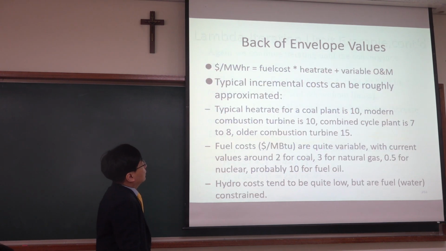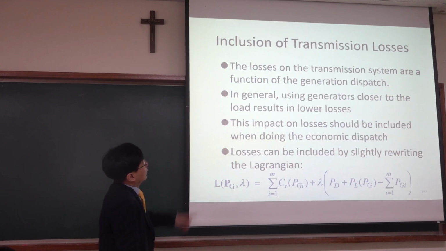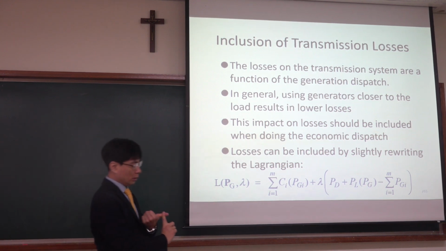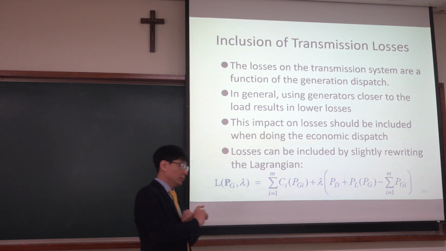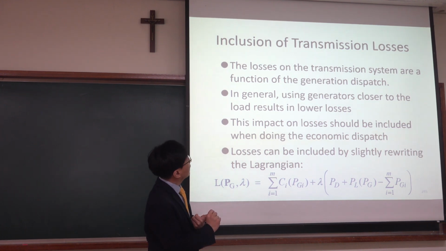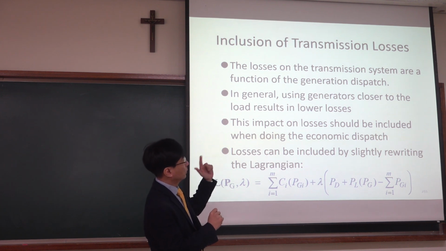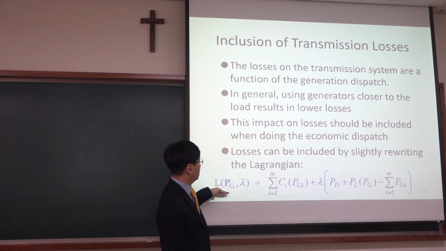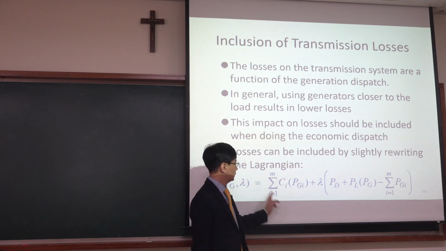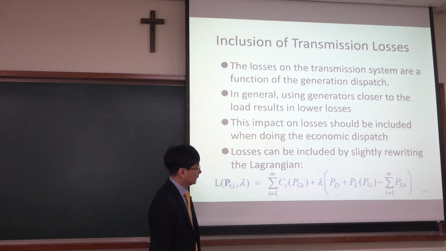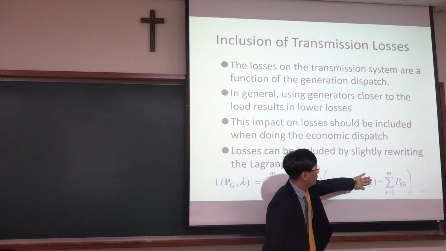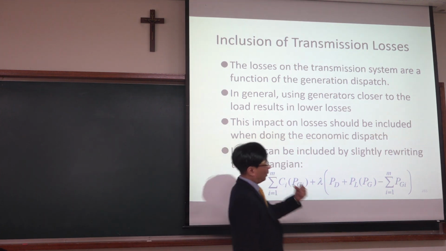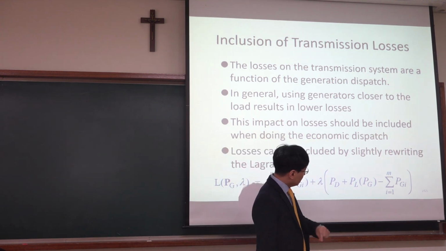I want to skip this part because this is an obvious thing. Inclusion of transmission losses. First, economic dispatch without considering maximum or minimum generation limits, and then we need to consider transmission losses. Previously we didn't consider that. So this is our new Lagrangian, the cost summed over all the generators. Previously we didn't have this loss term. The sum of generation needed to be equal to the demand, but now some part of the power is lost.